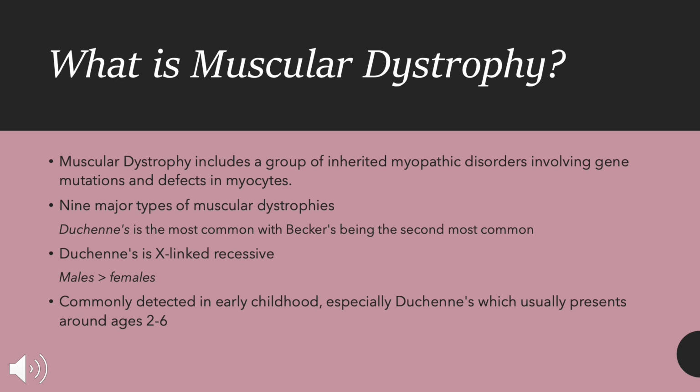Since Duchenne's is the most common of the muscular dystrophies, this presentation will mainly focus on Duchenne's. It's one of the X-linked recessive inherited dystrophies, which explains why it's much more common in males. Female carriers, though, can present with muscle weakness without having the full extent of the disease. Duchenne's is usually diagnosed while children are in early childhood, from about 2 to 6 years old. Other forms of muscular dystrophy can be diagnosed in adulthood.